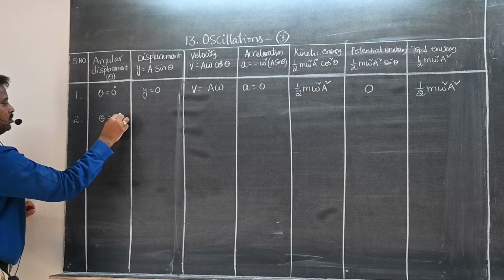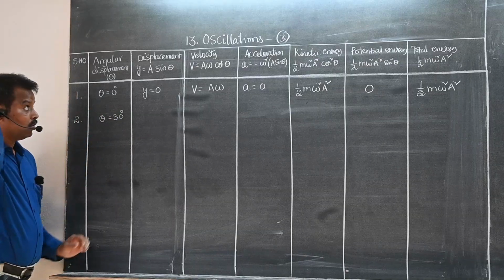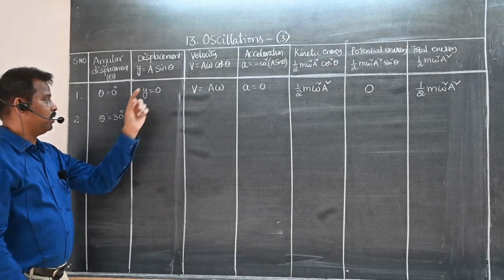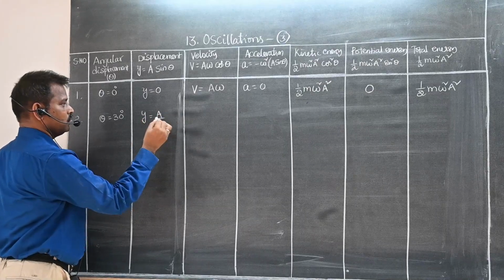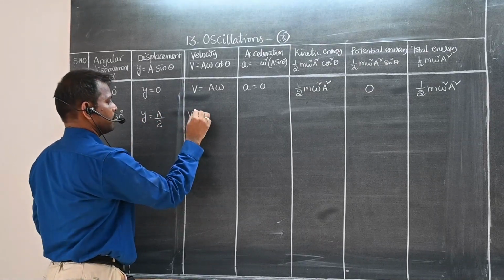Now serial number 2, theta is equal to 30 degrees, students. What is sine 30? 1 by 2. So what is the displacement? A by 2. What is velocity?